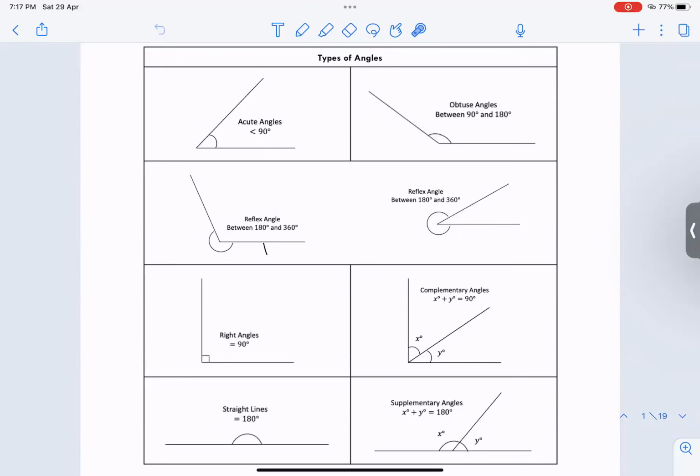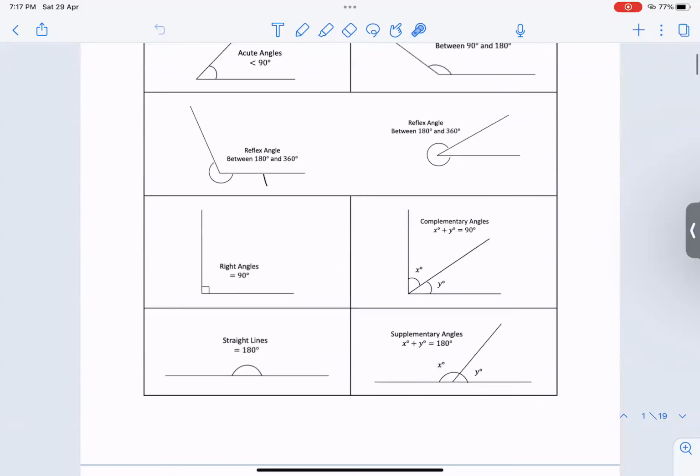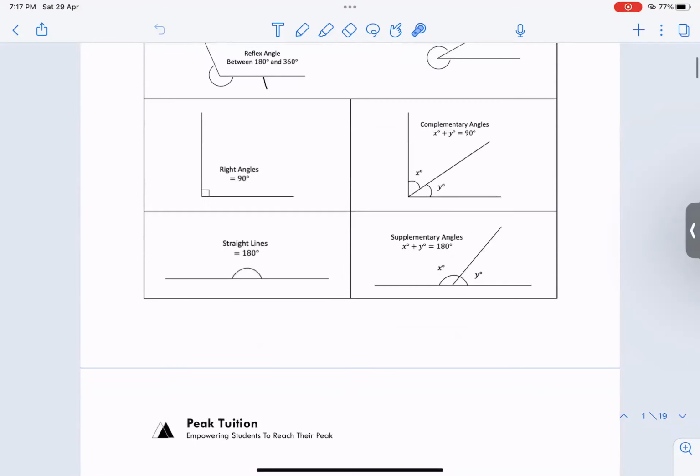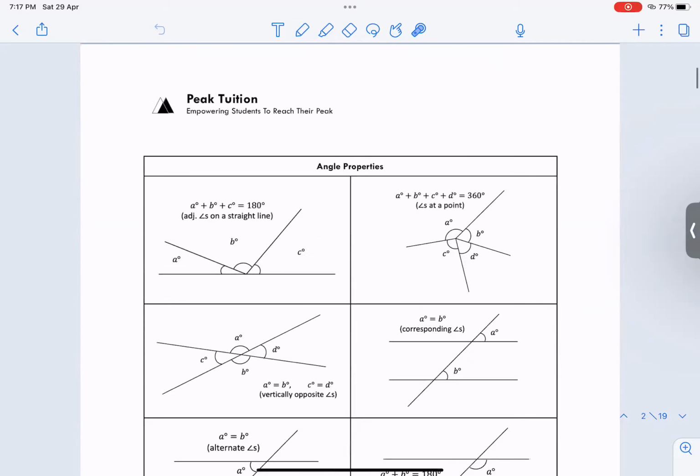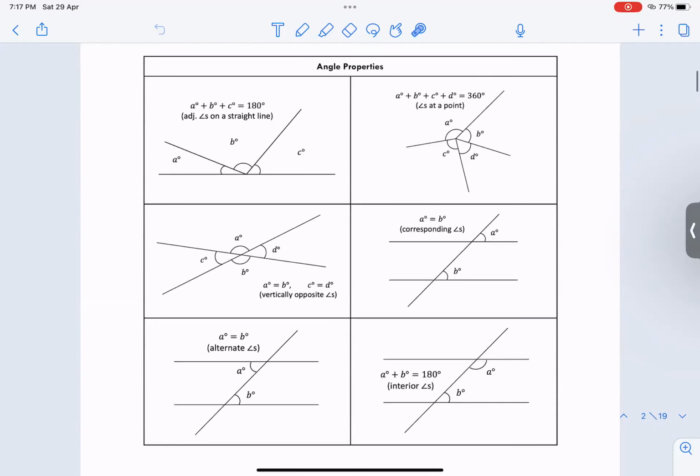Okay, acute angle, obtuse angle, reflex angle, straight angle, complementary angles, that's adding up to 90 degrees, supplementary adds up to 180, and straight to 90. Then all your angle properties, this one you must know. You cannot try to memorize it 1 week before the exam. You need to know right now. You need to know already.